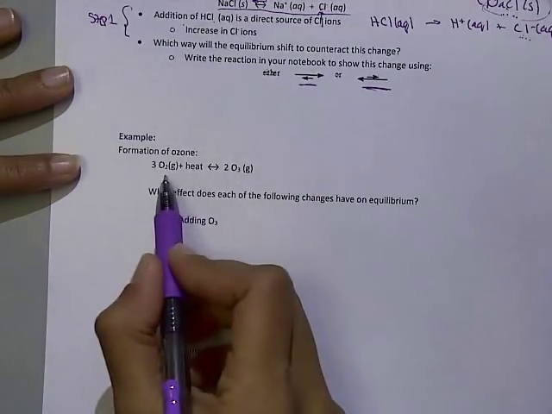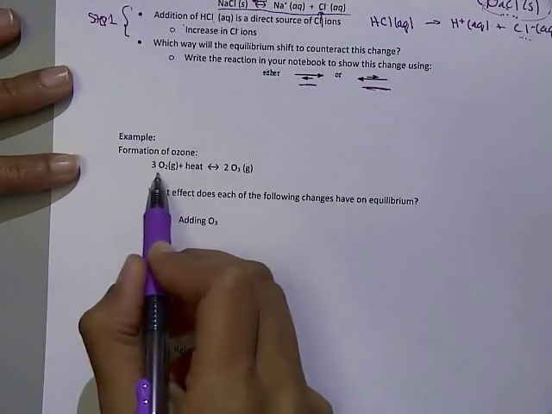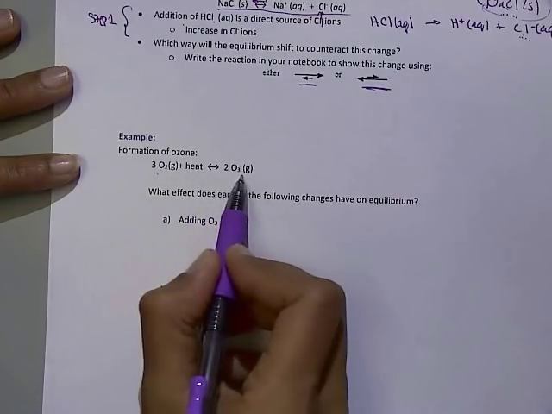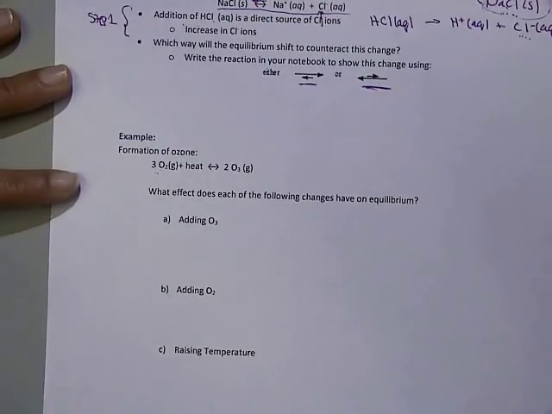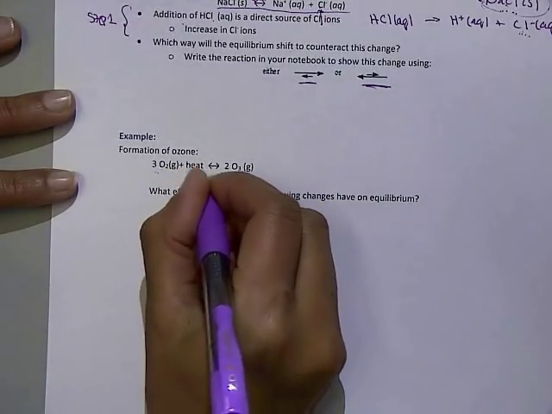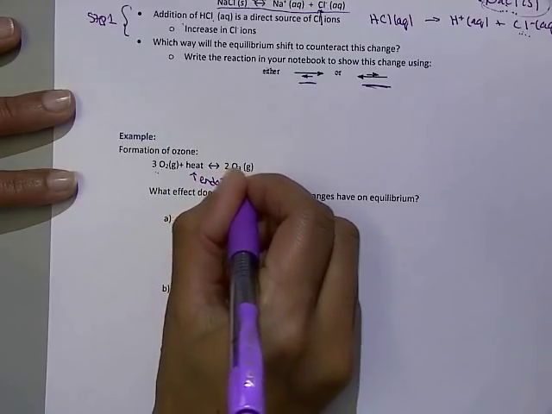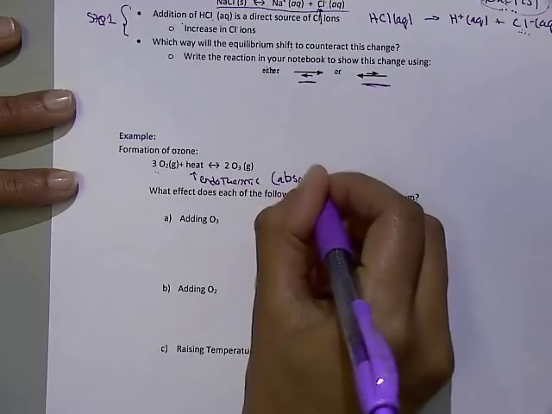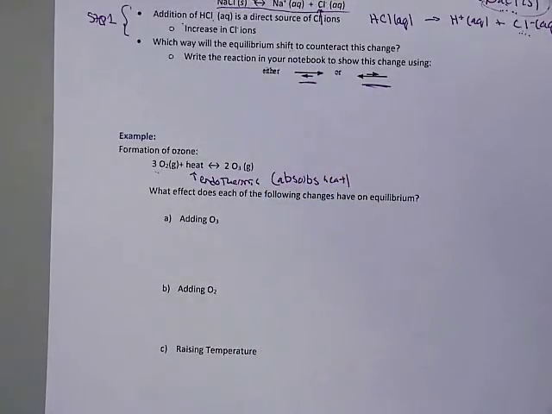So we have a reaction here where it's the formation of ozone. When oxygen reacts with heat, we produce ozone gas. So formation of ozone is an endothermic reaction, and it's endothermic because it's absorbing heat. Exothermic if it produces heat.